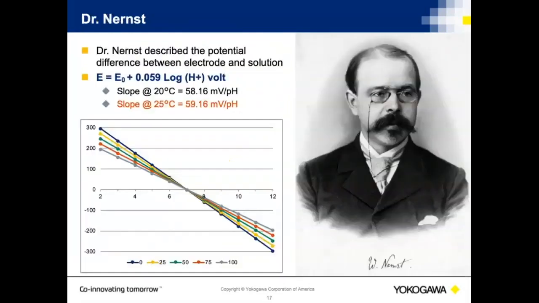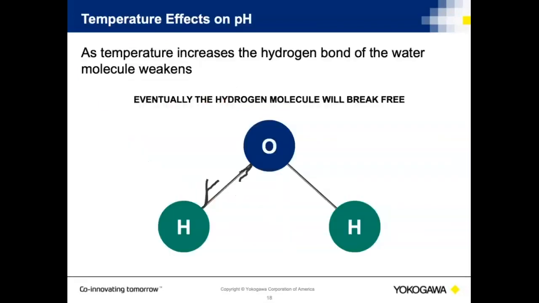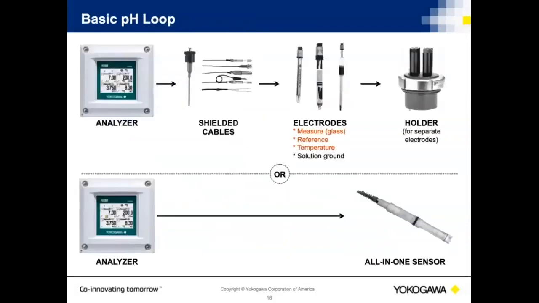The issue that we're illustrating here is that there is a temperature relationship to pH. pH is affected by temperature because the temperature affects the output of the pH glass. When we break the hydrogen molecule off of the water molecule, it weakens as temperature increases. To counter that, we're going to use a probe system that includes an analyzer, cables, electrodes, and a holder.